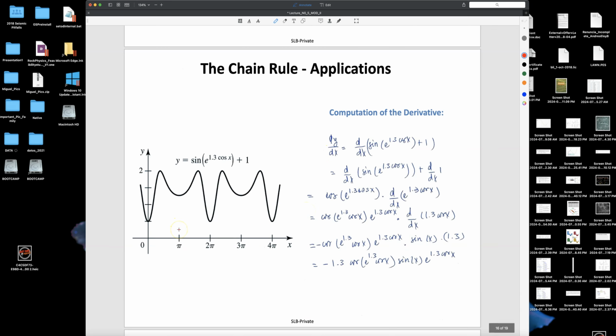Okay, so in your textbook, you will see this function. This function is the composite of three functions. The external one is the sine function. Then we have a middle function that is the exponential. And then we have the most inner function, or internal function, that is the cosine. So let's see how the derivative of the whole function looks like.